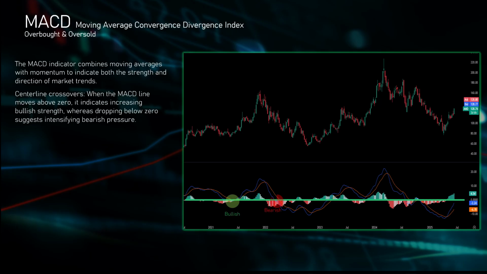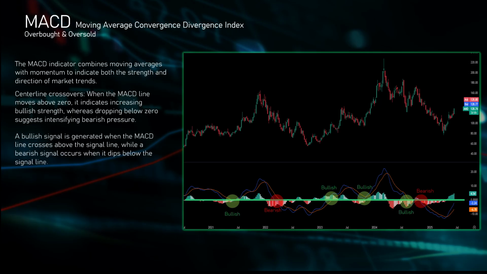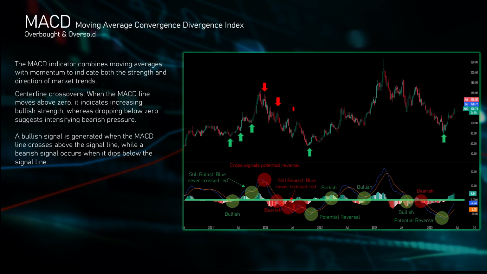When the MACD line moves above zero, it signals increasing bullish strength, whereas dropping below zero suggests intensifying bearish pressure. A bullish signal is generated when the MACD line crosses above the signal line, while a bearish signal occurs when it dips below. Traders often combine the MACD with support and resistance levels in candlestick charts for optimal results.